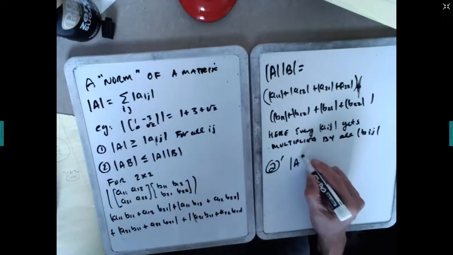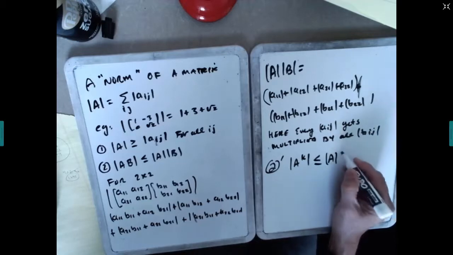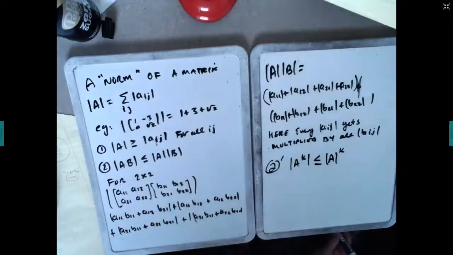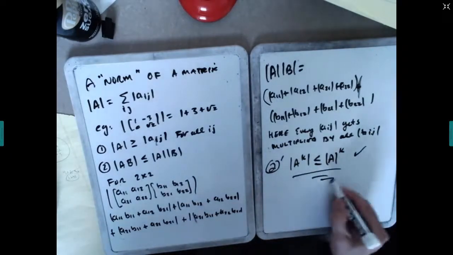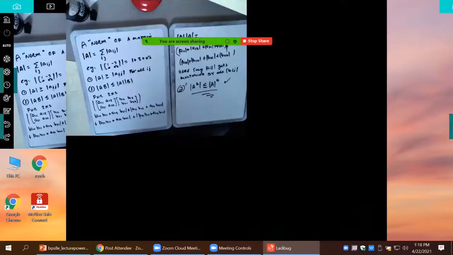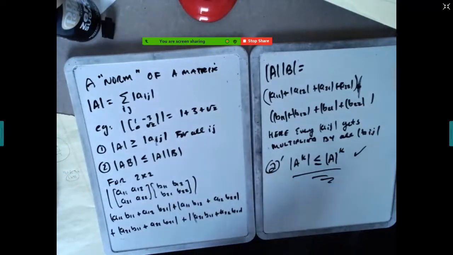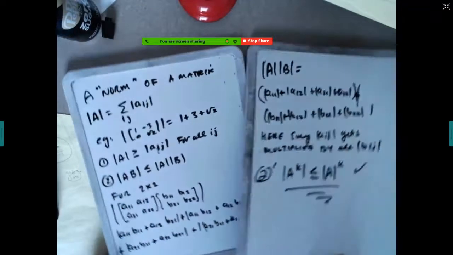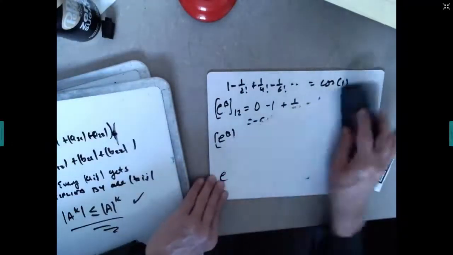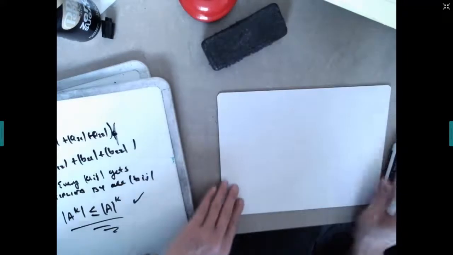that A raised to the kth power, in norm, is going to be less than or equal to the norm of A raised to the k power. And this is what we want right here. So in fact, now that we have this, we can return to our original goal, which is to make sense of the exponential of a matrix. So let's start with a realization.